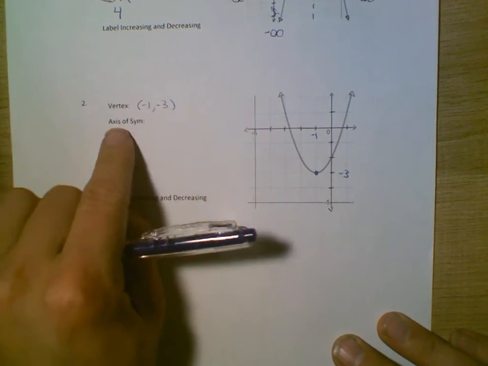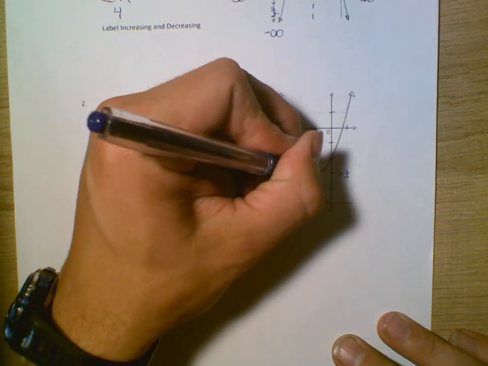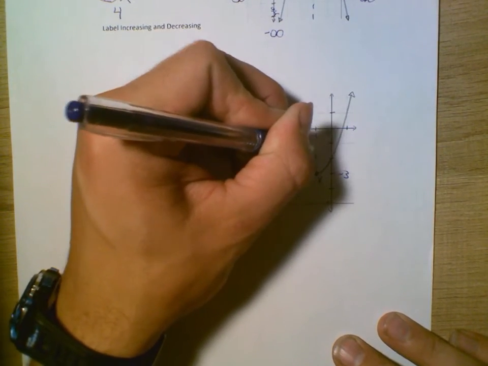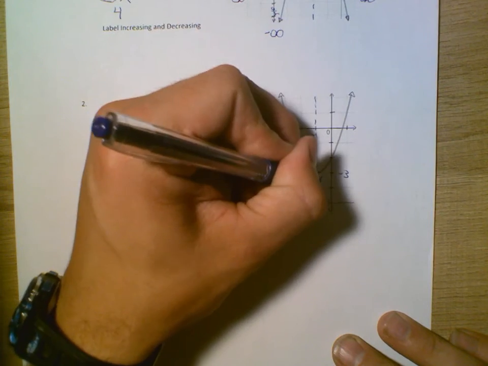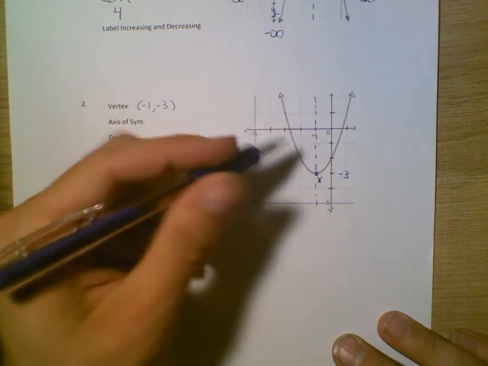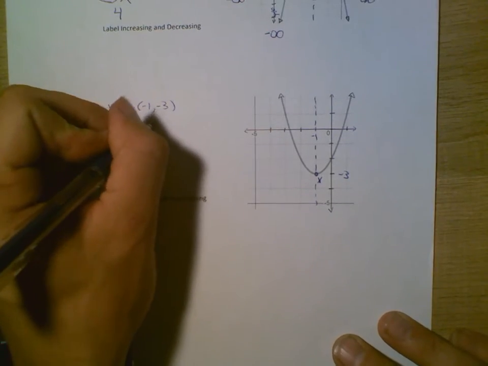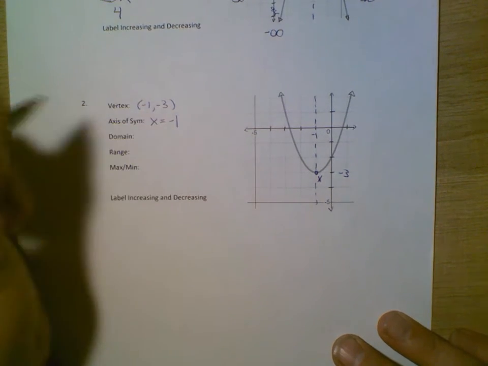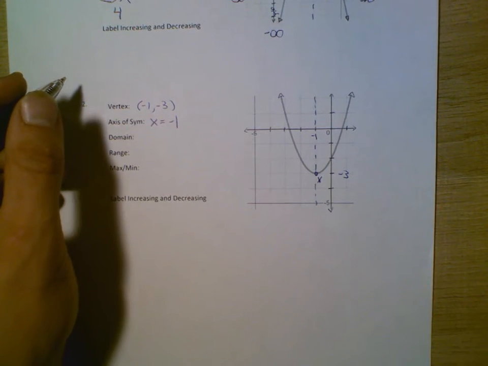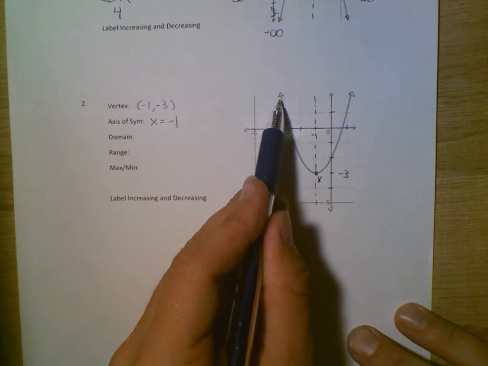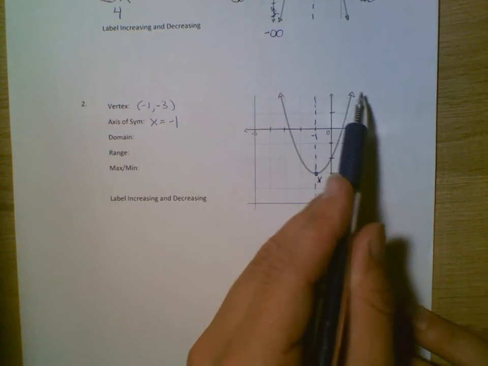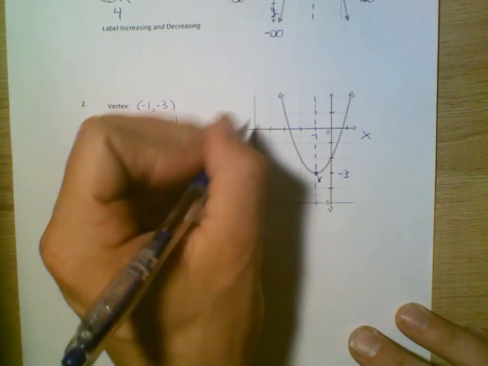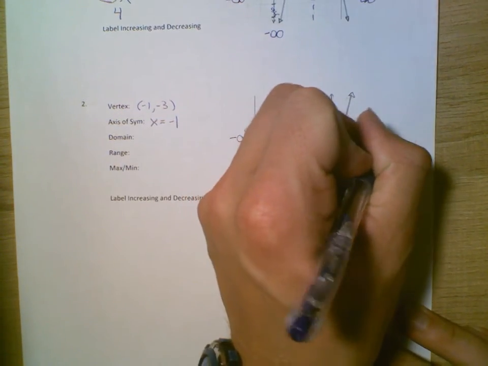The axis of symmetry, once again, runs through the vertex. Because it's cutting through -1, we would say that the axis of symmetry is the vertical line x equals -1. The domain, well, the arrow goes forever to the left and this arrow goes forever to the right. So your x's are running from negative infinity to positive infinity.